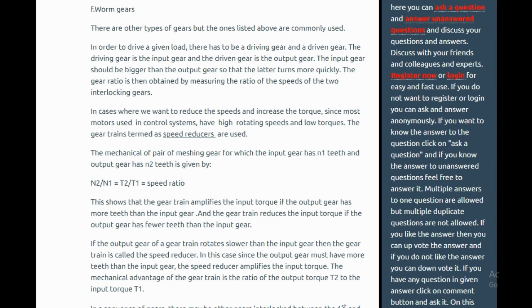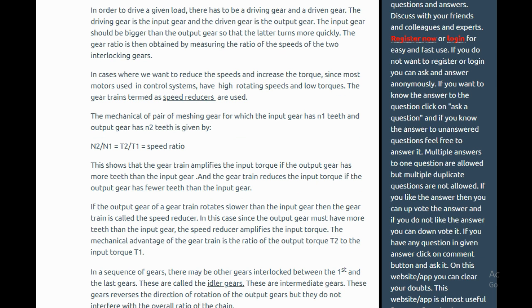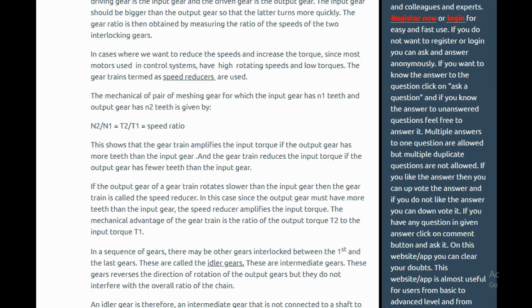This shows that the gear train amplifies the input torque if the output gear has more teeth than the input gear, and the gear train reduces the input torque if the output gear has fewer teeth than the input gear. If the output gear of a gear train rotates slower than the input gear, then the gear train is called the speed reducer. In this case, since the output gear must have more teeth than the input gear, the speed reducer amplifies the input torque. The mechanical advantage of the gear train is the ratio of the output torque T2 to the input torque T1.